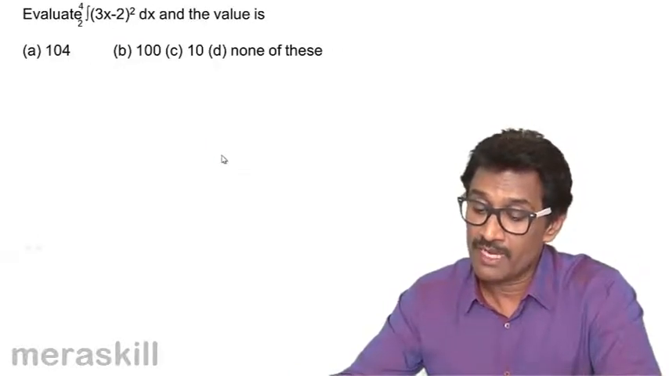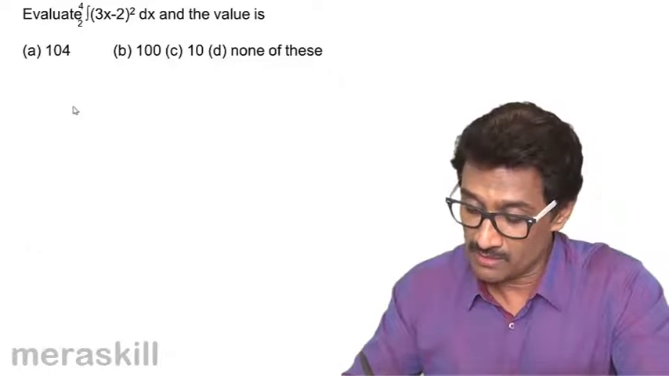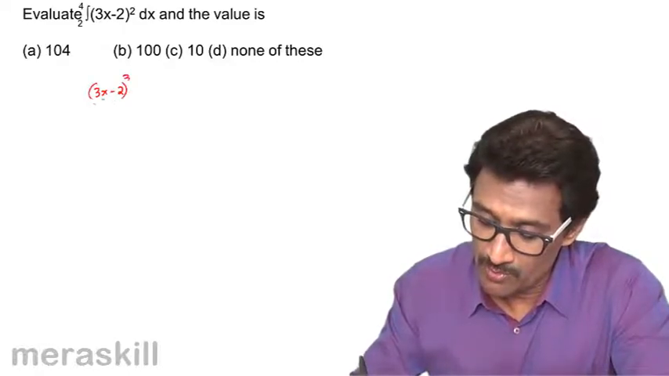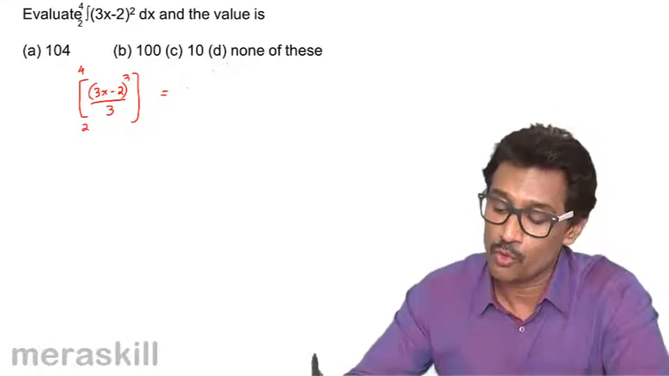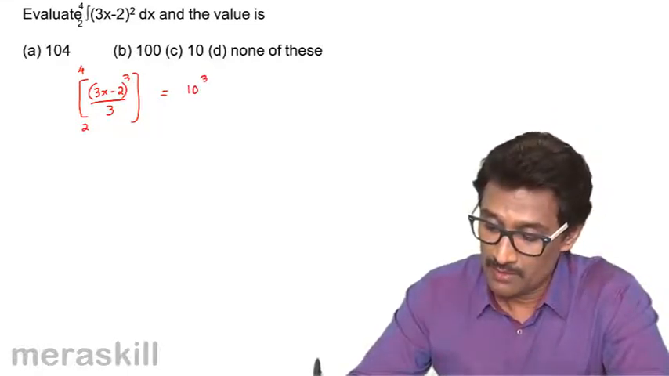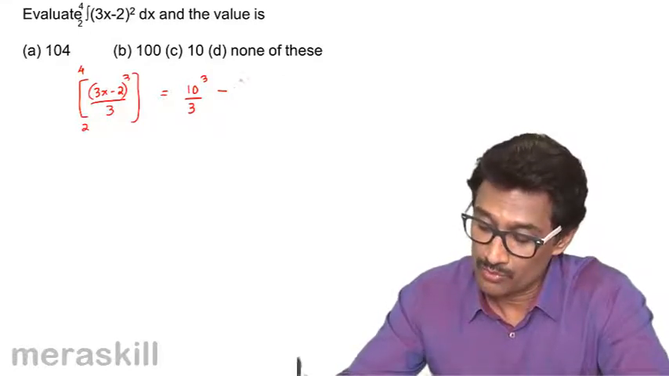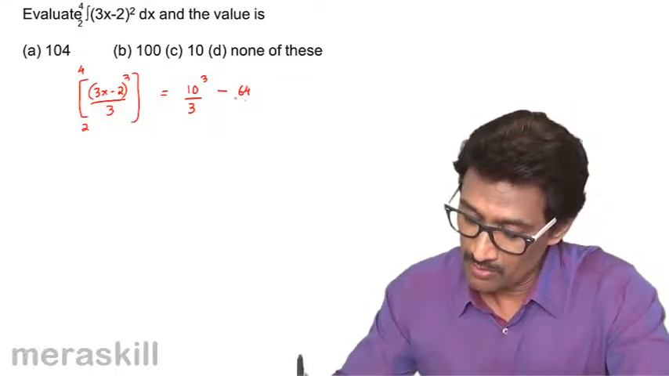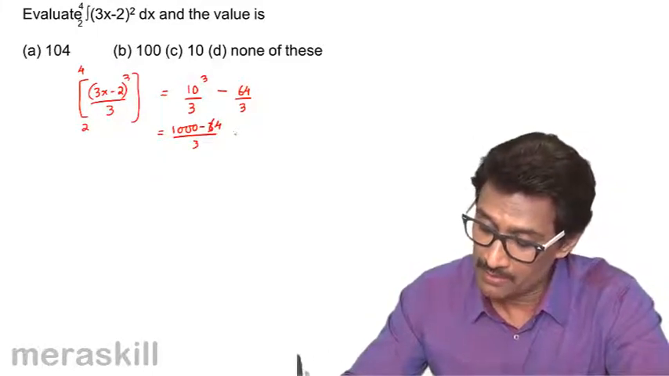Okay, here we have the integral of 3x minus 2 the whole square dx, and the value is so and so. So what is the value that has been asked? 3x minus 2 the whole square. So this is nothing but 3x minus 2 the whole cube by 3 from 2 to 4, which is going to be 3 into 4, 12 minus 2, that is 10 cubed by 3, minus 3 into 2, 6 minus 2, which is 4 cubed, that is 64 by 3.